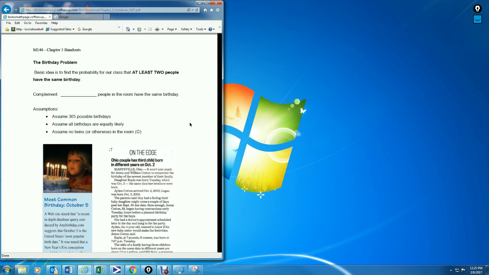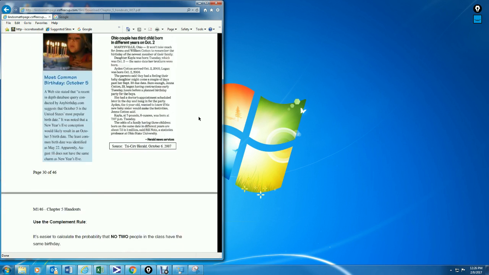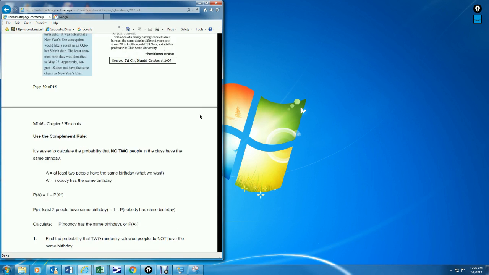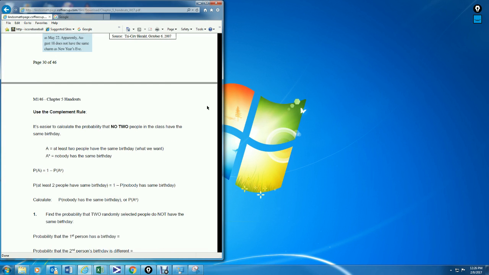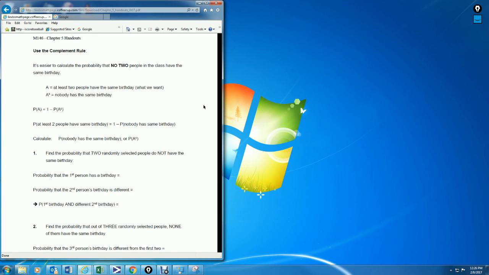And the assumptions that go into this calculation are assuming only 365 possible birthdays. Technically, there's 366. Assuming that any day of the year is equally likely to be born on, and assuming that there's no twins in the class. I had to add that because I have had twins in the past. Like I say, I usually step through it step by step. It takes quite a while.